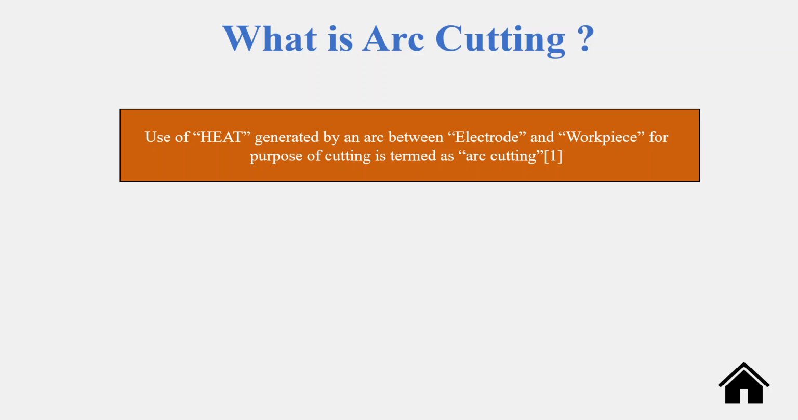Before that, I would even like to state the basic definition of plasma arc cutting, which is the use of heat that is generated by an arc between the electrode and workpiece for the purpose of cutting metal, termed as arc cutting, or more precisely, plasma arc cutting. Here, the words in inverted commas are of great importance. That is heat, electrode, and workpiece. Heat is actually the thing that is used to cut the metal, and the other two things we will look into in more detail in the slides ahead.